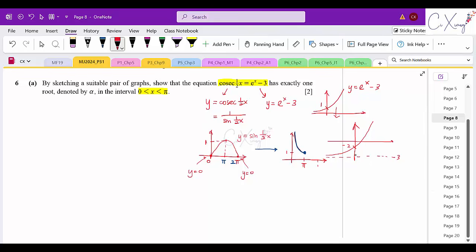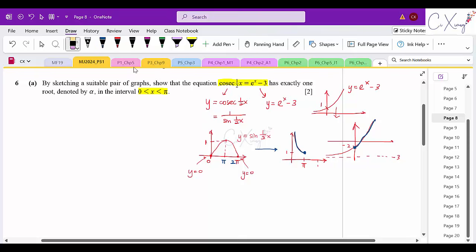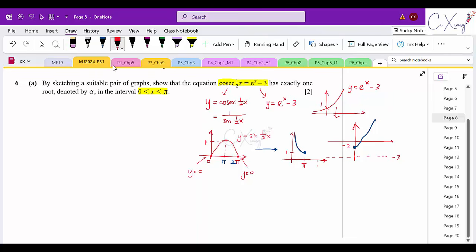Okay, and again, I only want to consider the part of the graph from 0 until pi. So that means I will need to start my graph from here, then going up. Right, so this is how the graph looks like for e power x minus 3. Then this one is the graph y equals cosecant half x. Alright, so I try to combine everything nicely together in the same diagram.